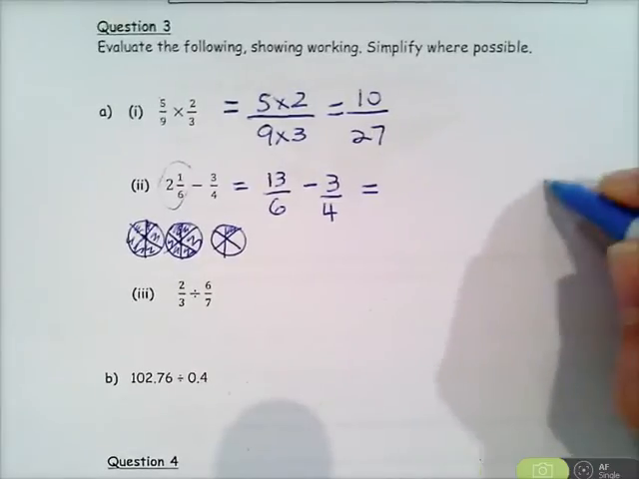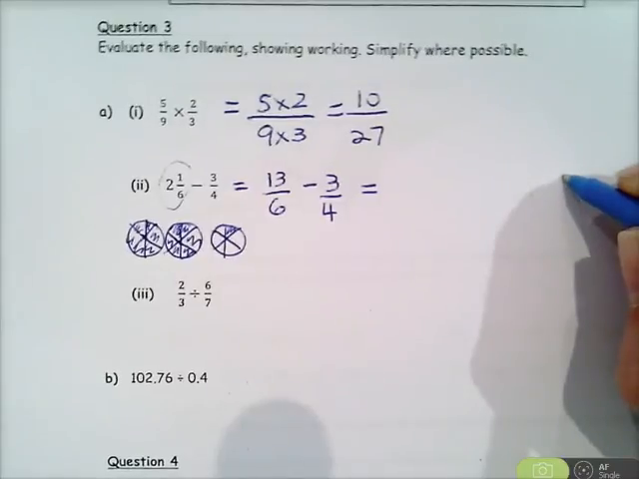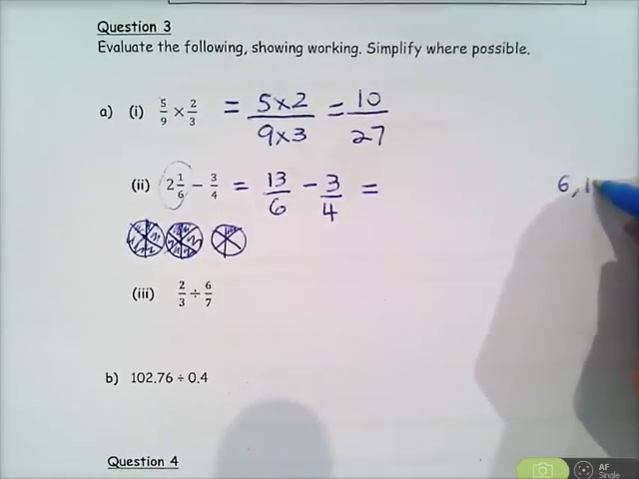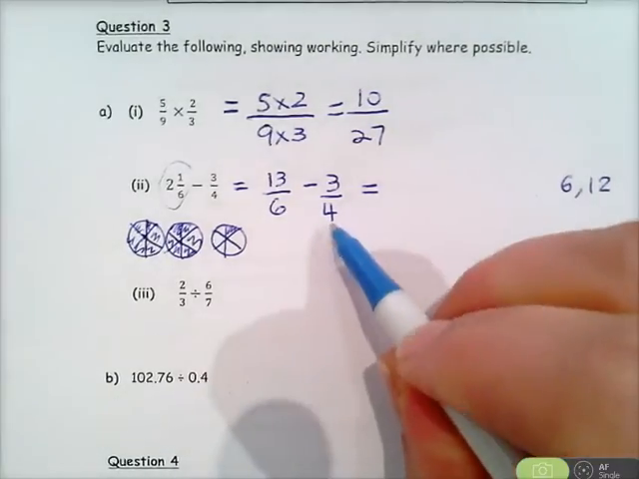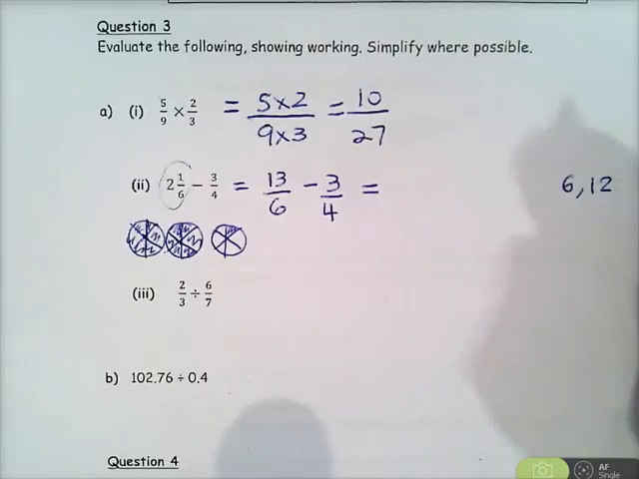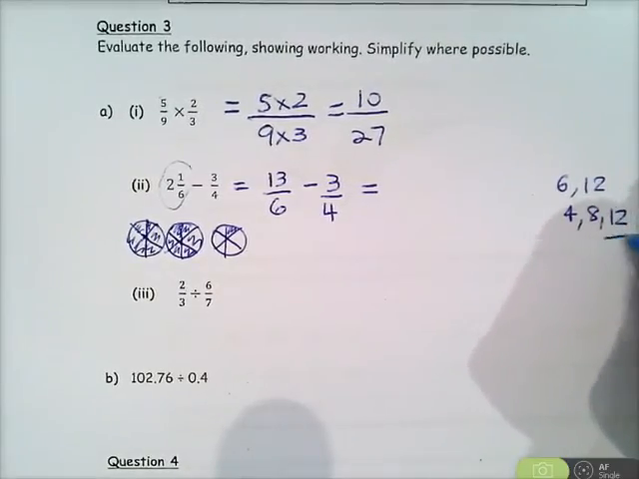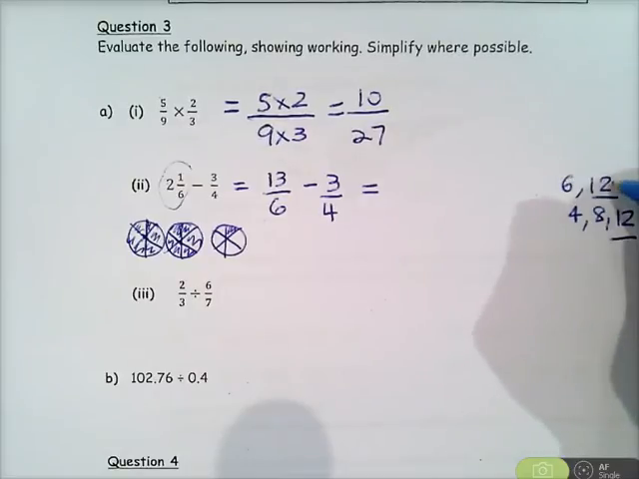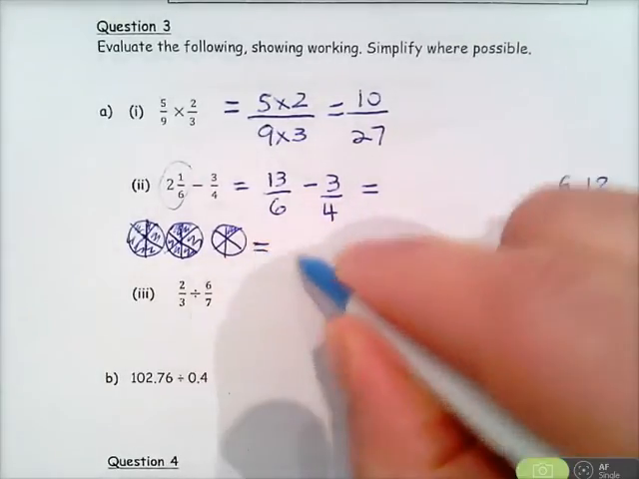So we've got to think of a number that both 6 and 4 go into. Now what I'm going to do, I'm going to start with the bigger number, 6, and just keep counting up by 6s. So I've got 6 and then 12, and then I'm going to stop because I know that 4 goes into 12 as well. Because if I count up by 4s and I go 4, 8, 12, well, 6 can go into 12 and 4 goes into 12 as well. So what I'm going to do is make both denominators 12.